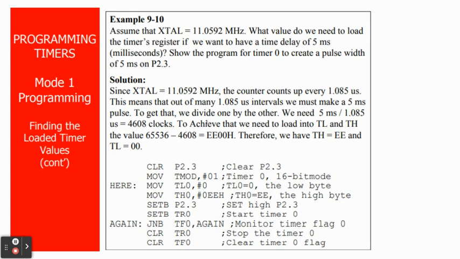from 65,536. Like here, the answer of 5,000 microseconds divided by 1.085 microseconds is equal to 4608, and this is already rounded. And then you subtract it from 65,536, and you will get an answer in decimal, of course, but in this example, it's already converted to EE08. So we will just continue on part 3 for this discussion.